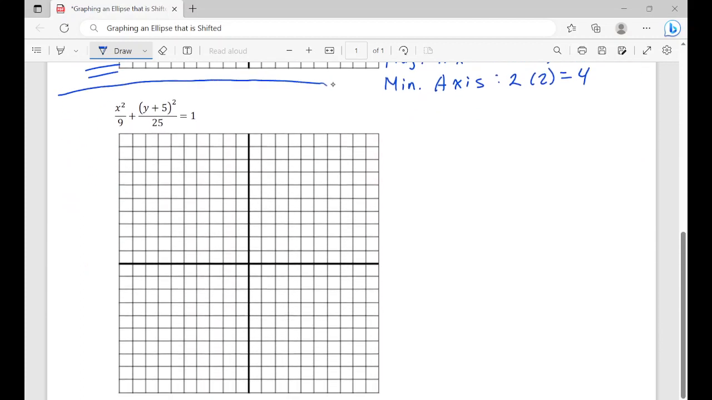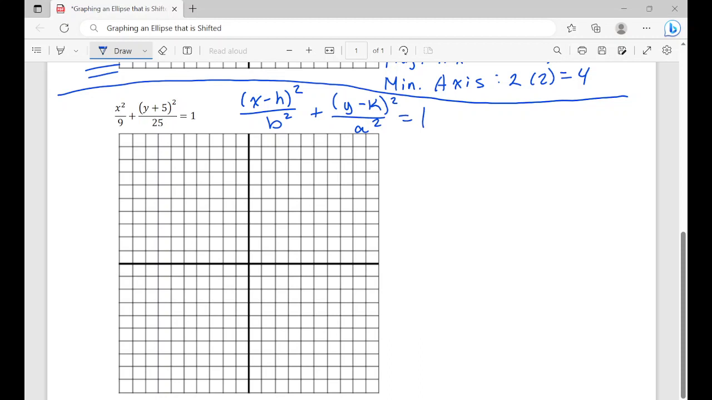Next we have this ellipse, x squared over 9 plus (y plus 5) squared over 25 equals 1. This is going to follow the exact same thing. This is a vertical ellipse because the bigger number is under the y. And the form of that is again going to be (x minus h) squared over b squared plus (y minus k) squared over a squared equals 1. In this case, a is going to equal 5 and b is going to equal 3.